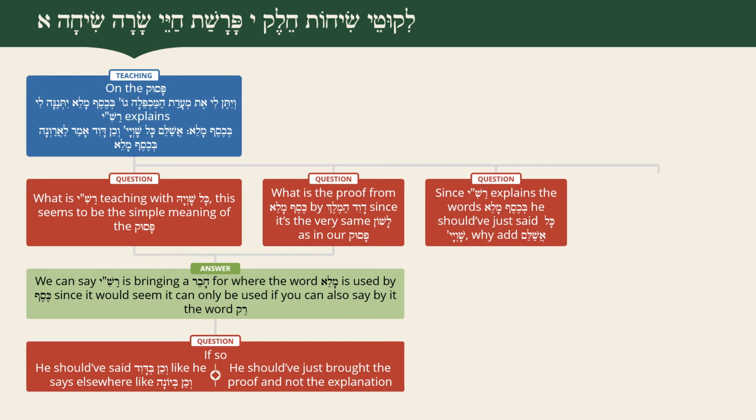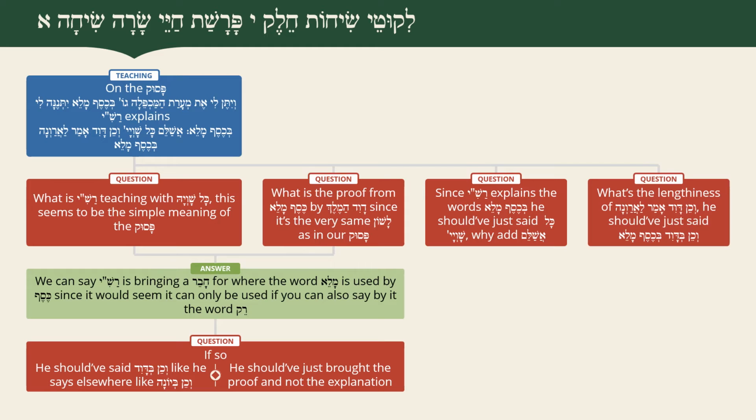The third question is, since Rashi is quoting the words bekesef molei from the pasuk, that means that those are the words that he's explaining. So if that's the case, he should have just said, what's bekesef molei? Kol shavya, the whole value. Why does he add the word ashalim? He's coming to explain what bekesef molei is. Kesef molei means kol shavya, the whole value.